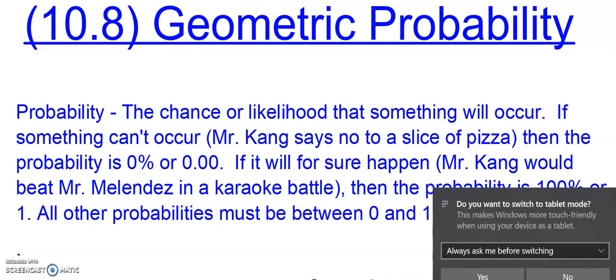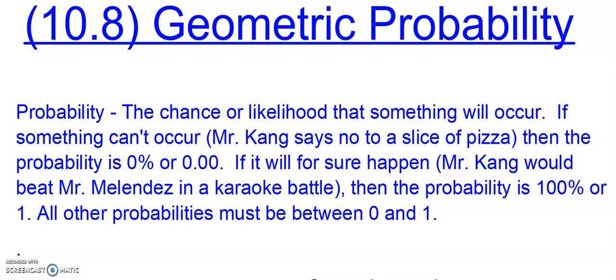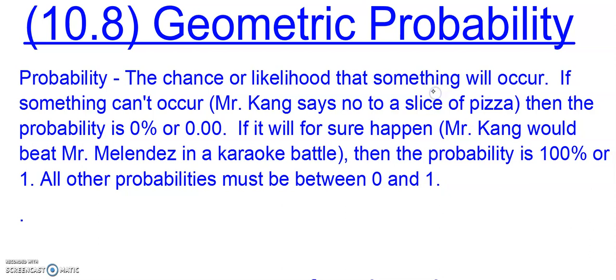Today we're taking a look at section 10.8, which is the geometric probability. First of all, let's define what geometric probability is. Well, let's actually define what probability is. Probability is the chance or likelihood that something will occur.